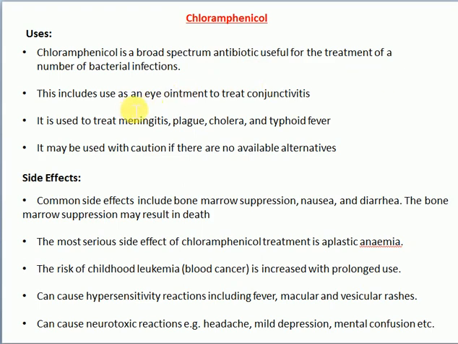This includes use as an eye ointment to treat conjunctivitis. Chloramphenicol can also be used to treat meningitis, plague, cholera, and typhoid fever. It may be used with caution if there are no available alternatives. There are also side effects of chloramphenicol, which include bone marrow suppression.